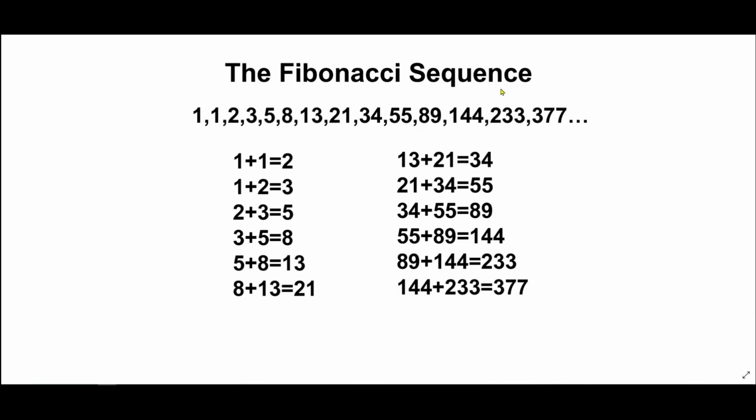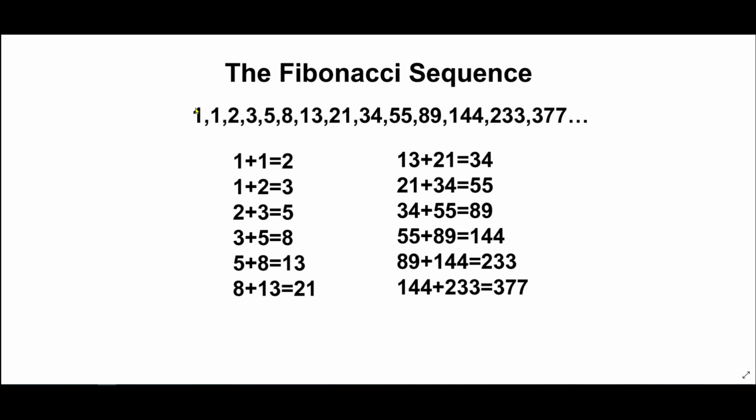The Fibonacci sequence is a series of numbers, and to find the next number in the pattern, you need to add it to the number that came before it. So each number is a total of itself and the previous number.